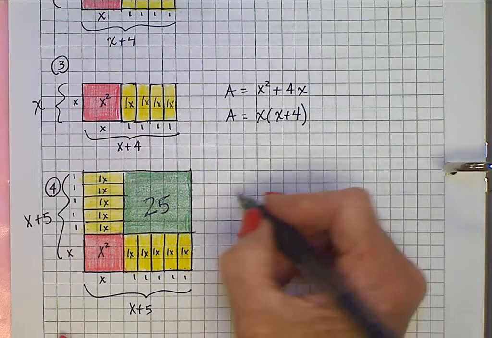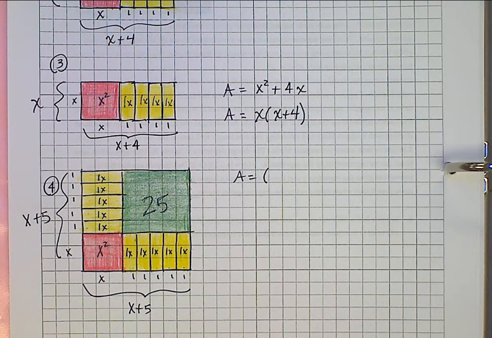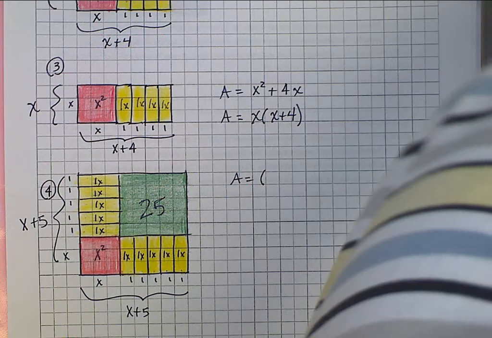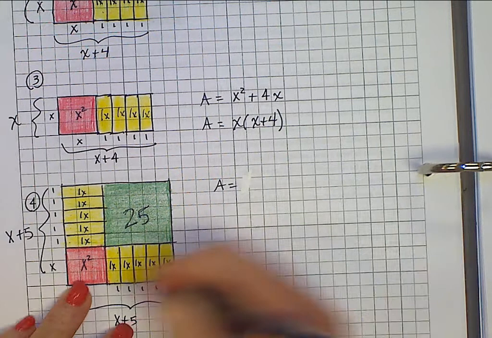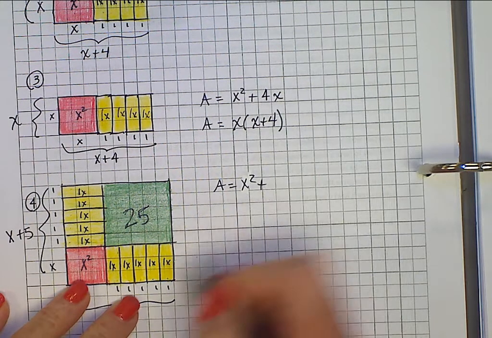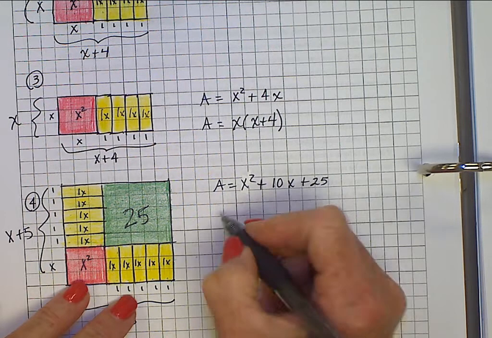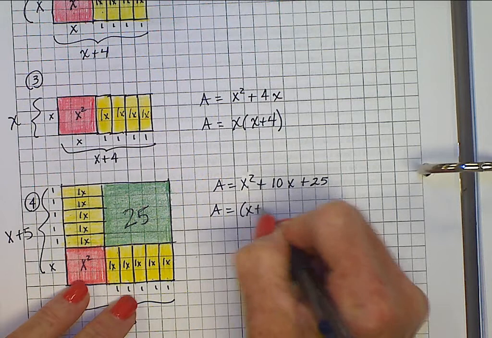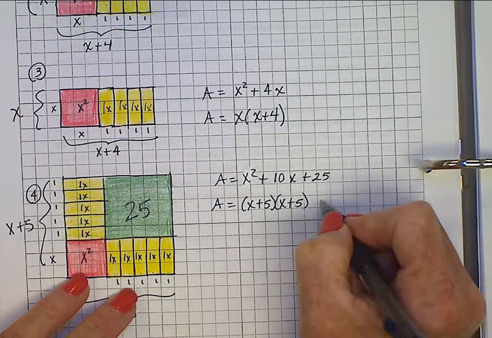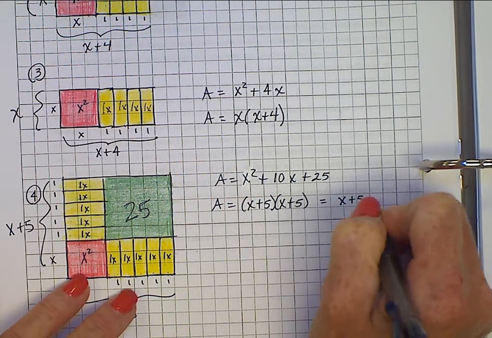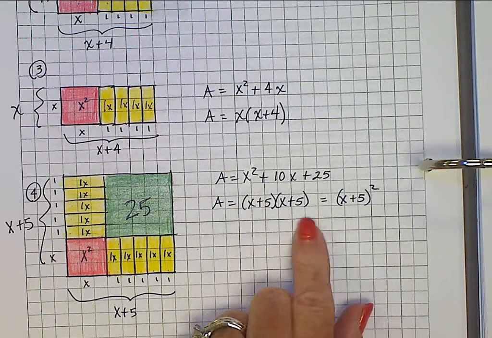So our area could be written as, if we sum all the pieces, x squared plus 10x plus 25. Or we could say x plus 5 times x plus 5, which is x plus 5 squared. So this is something that we would have done last unit, kind of bringing back one of those pieces.